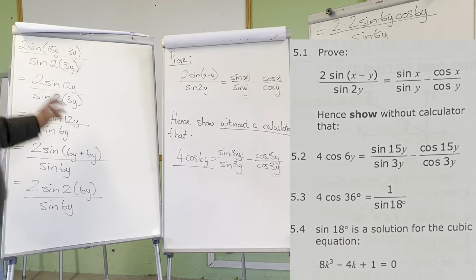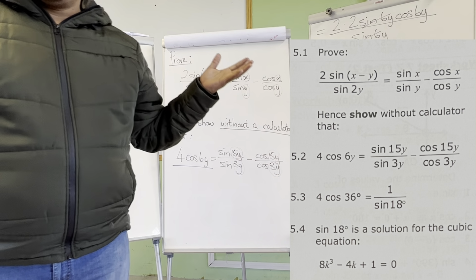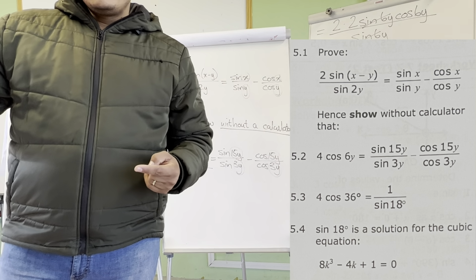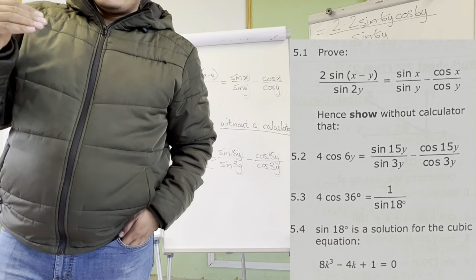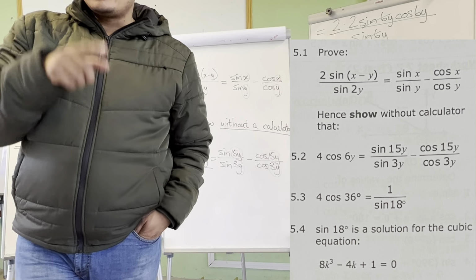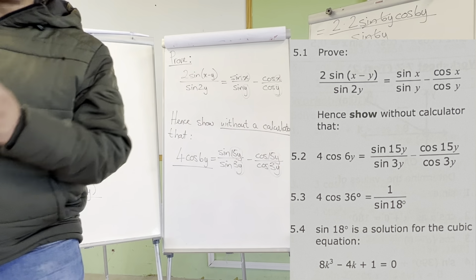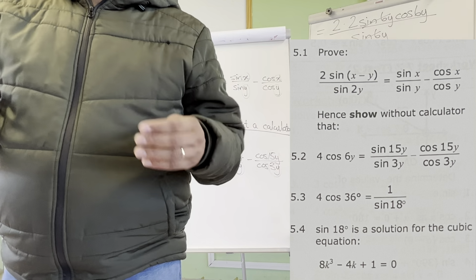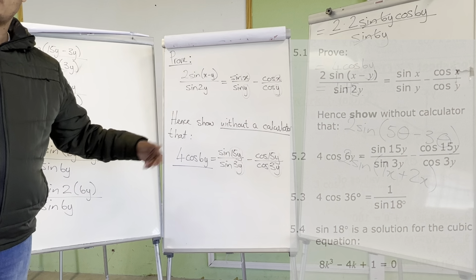5.2, which was the thing we did now, needed to make use of 5.1's information. 5.3 needs to make use of 5.2's information. So it's a chain. In order for you to do 5.3, look at it quickly, see what you have proven in the previous one, and see how you can use that now. Remember, it's all part of this. Hence, show without a calculator that the following 3 things.